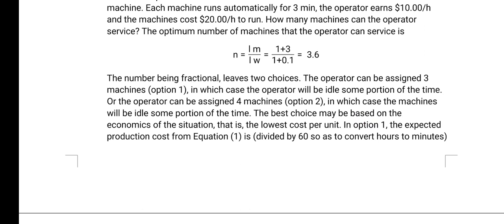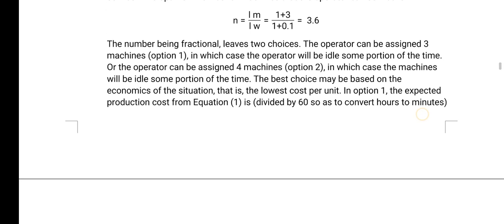The operator can be assigned a size 3 machine. This is option 1. In this case, the operator will be idle some portion of the time. Or the operator can be assigned a size 4 machine, which is option 2. In this case, the machine will be idle some portion of the time. So the best choice may be based on the economics of the situation.